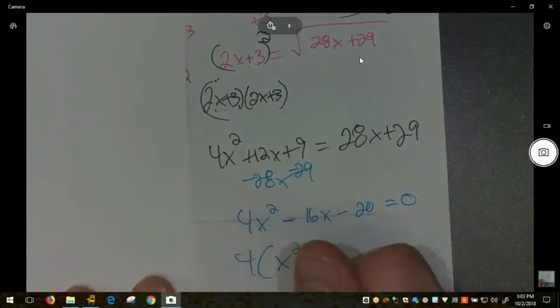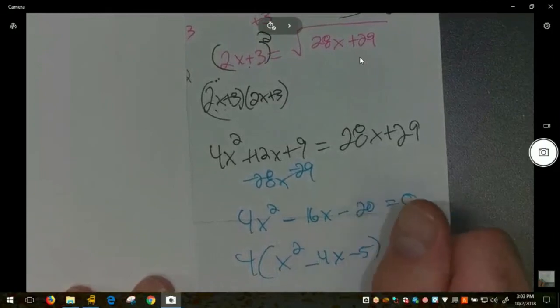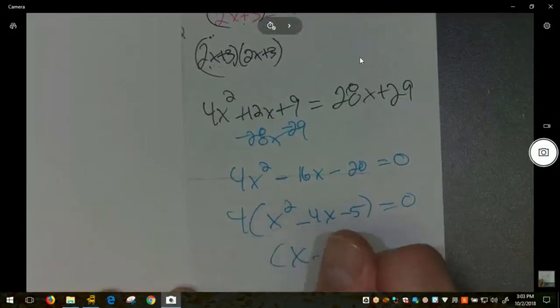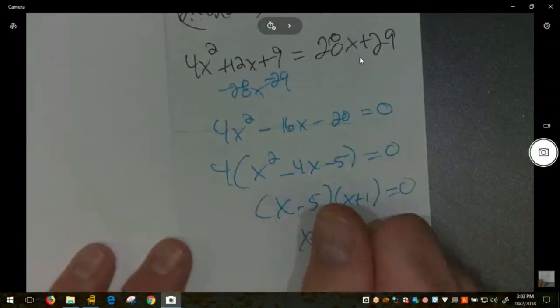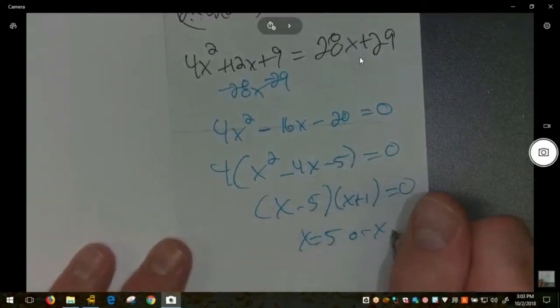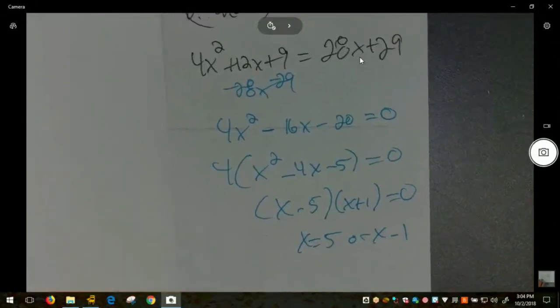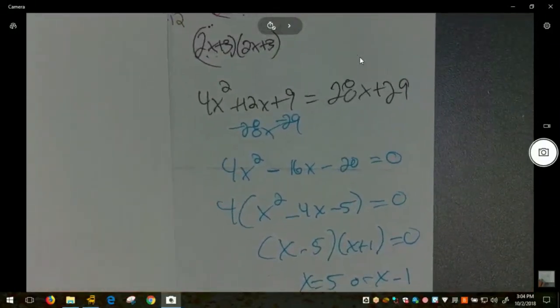4 is a factor of that, so I'm going to try factoring. So I've got x squared minus 4x minus 5, also factorable, gives me x minus 5 times x plus 1. So my zeros will be 5 or -1, or both, I'm not sure yet.